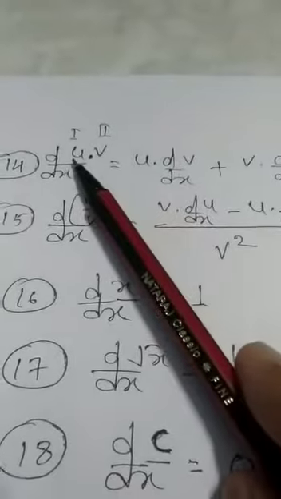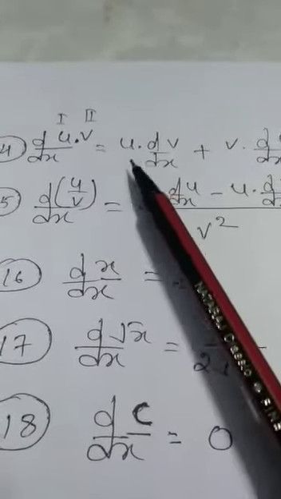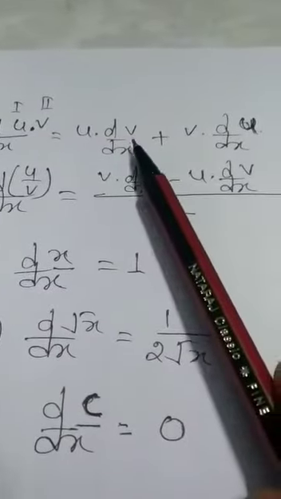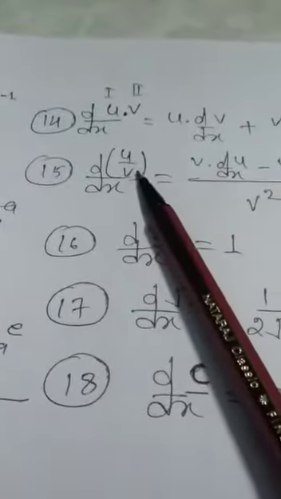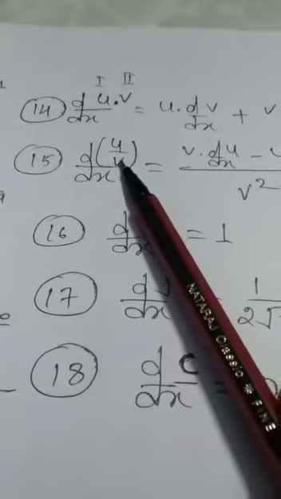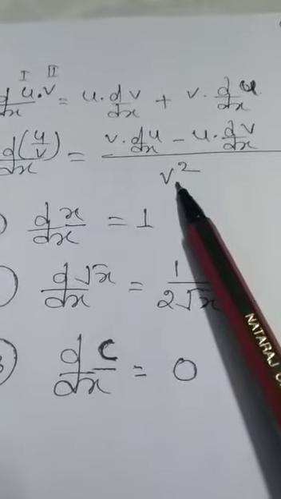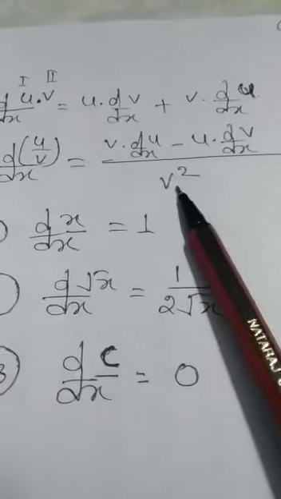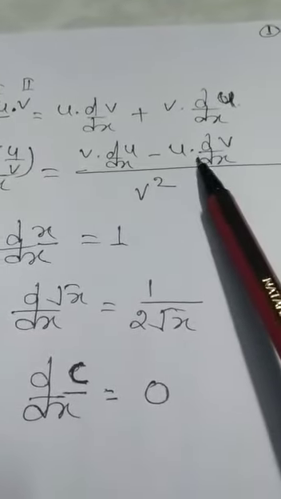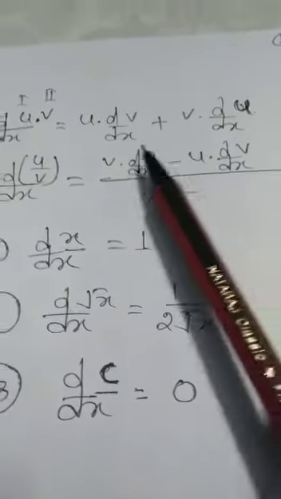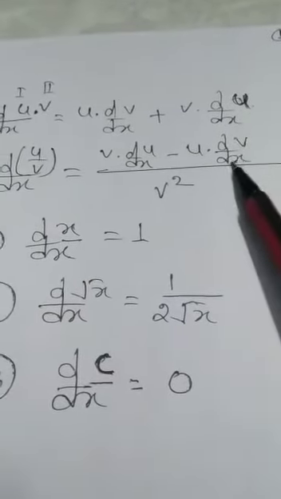There is a formula: whenever we differentiate two functions which are in product, we arrange them as first function into differentiation of second plus second function into differentiation of first. Whenever it comes in quotient form, the division rule is applied. For differentiation of that, we write denominator into differentiation of numerator minus numerator into differentiation of denominator, all over the square of the denominator. We arrange them in this form, then we write the differentiation formula.